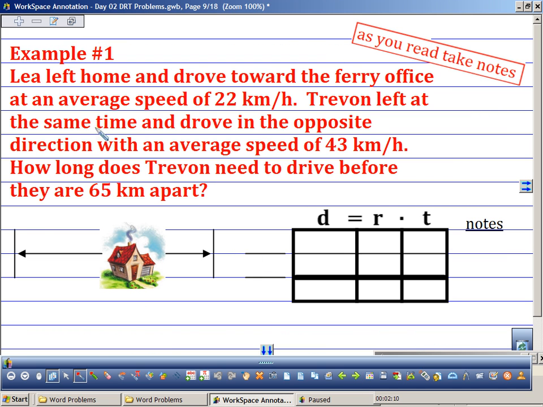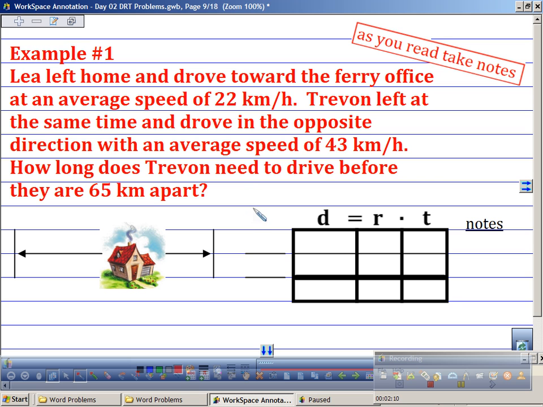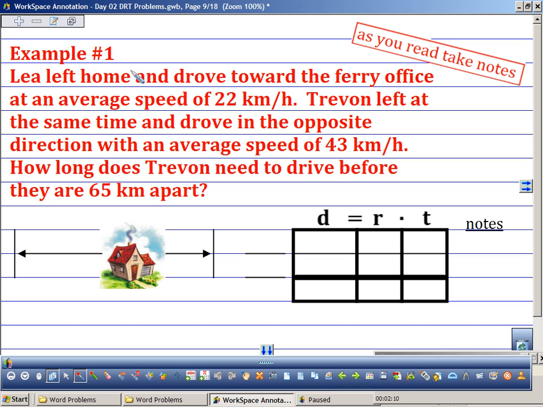We are going to make it nice and easy, and we just want to learn how to set these problems up, okay? So there's no reason to be scared. All right, so let's look at our first example. I'm going to write everything that they've given us in red, and anything that I need to add in black. Make sense? Okay, so example number 1. As you read, take notes.